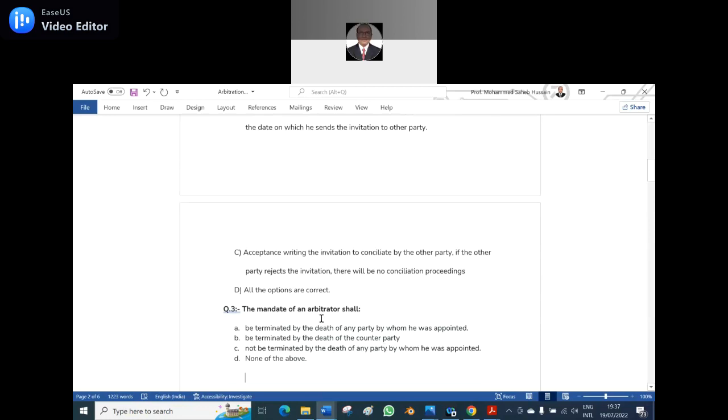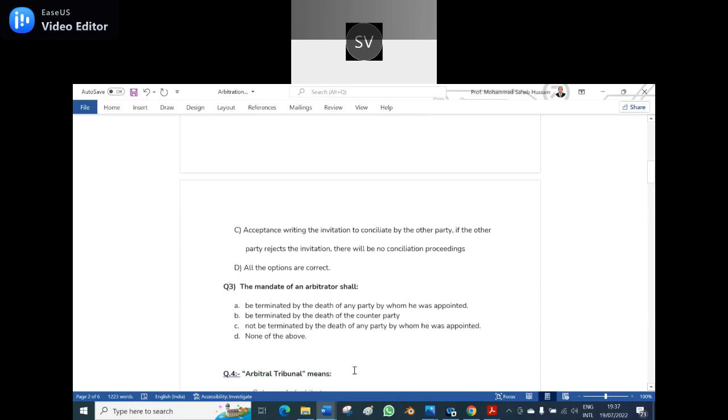The third question, the mandate of an arbitrator shall, option A, be terminated by the death of any party by whom he was appointed. Option B, be terminated by the death of the counterparty. Option C, not be terminated by the death of any party by whom he was appointed. Option D, none of the above. It's option A, ma'am. Okay. Say it loudly. It's option A. Option C. Yes, option C is the correct answer.